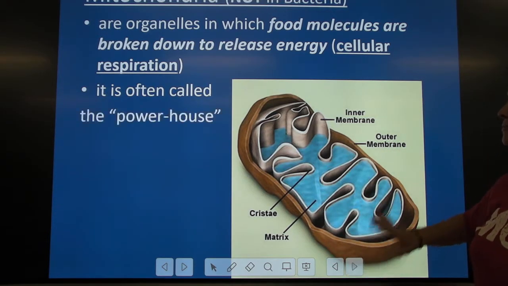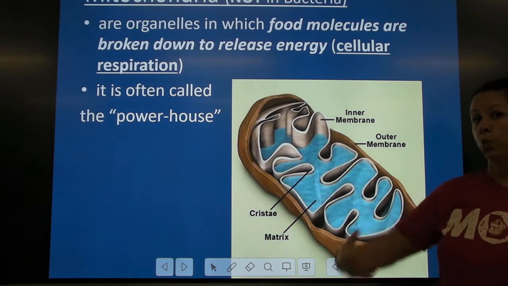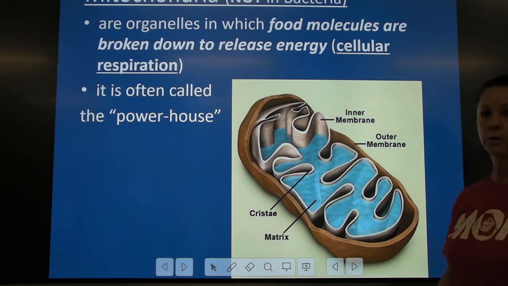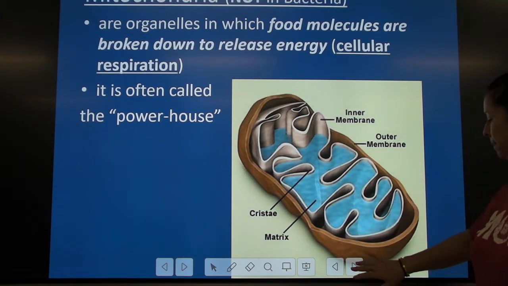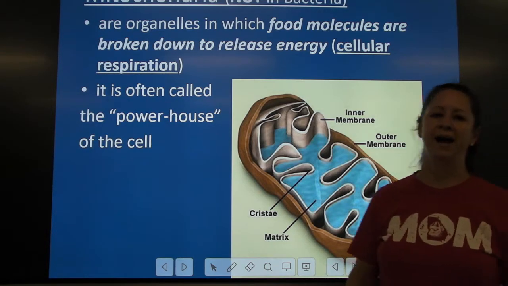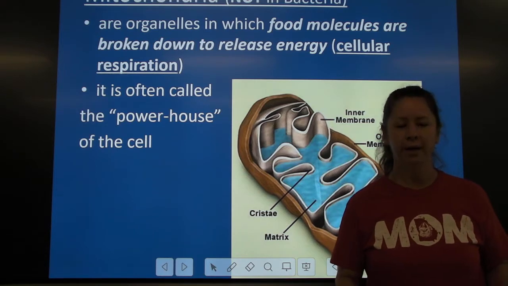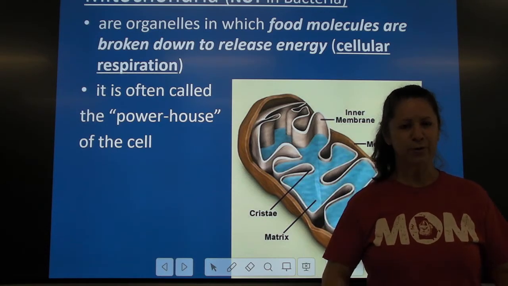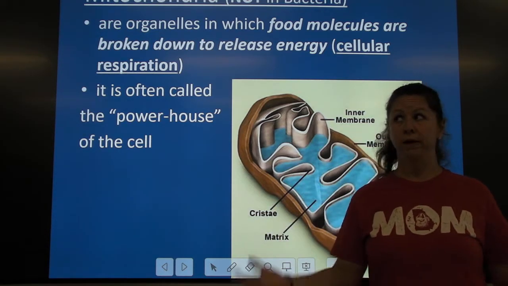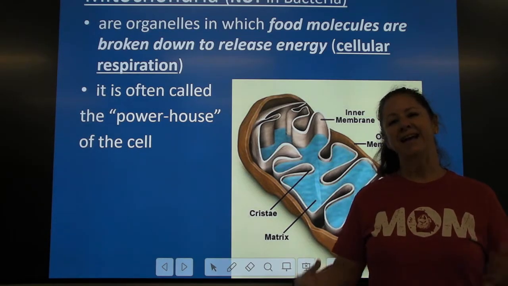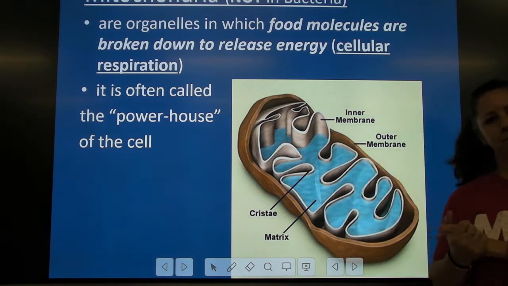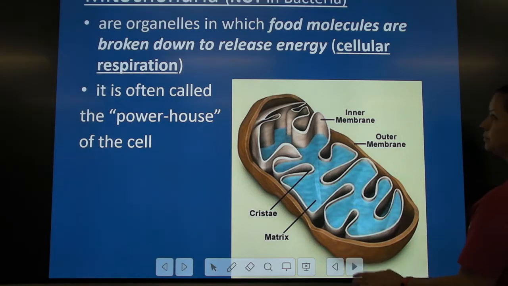And so since it's making the energy to run your cells, which run your body, it's called the powerhouse of the cell. So this is where all your energy comes from. Everything you do every day, all my moving around up here, that energy is coming from the mitochondria.